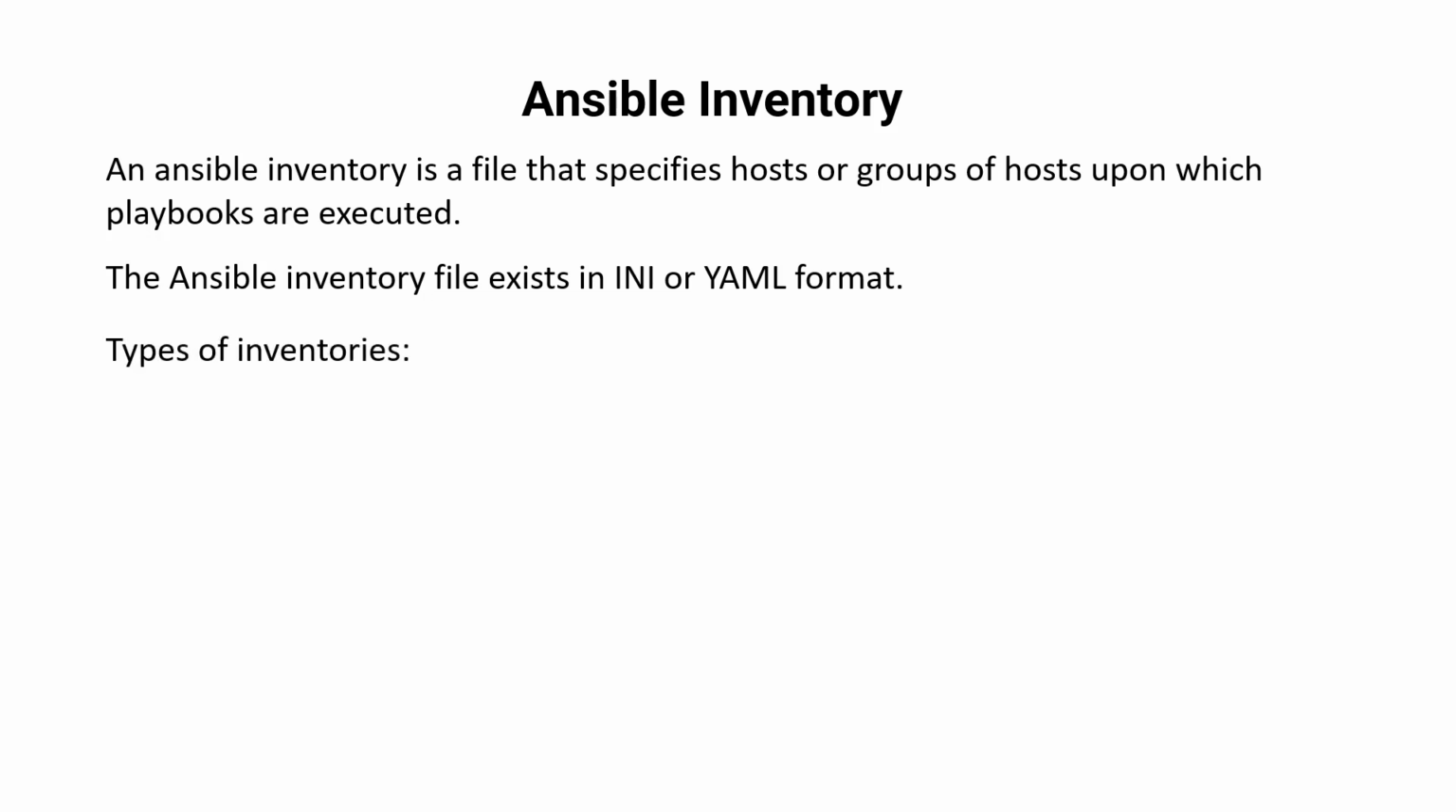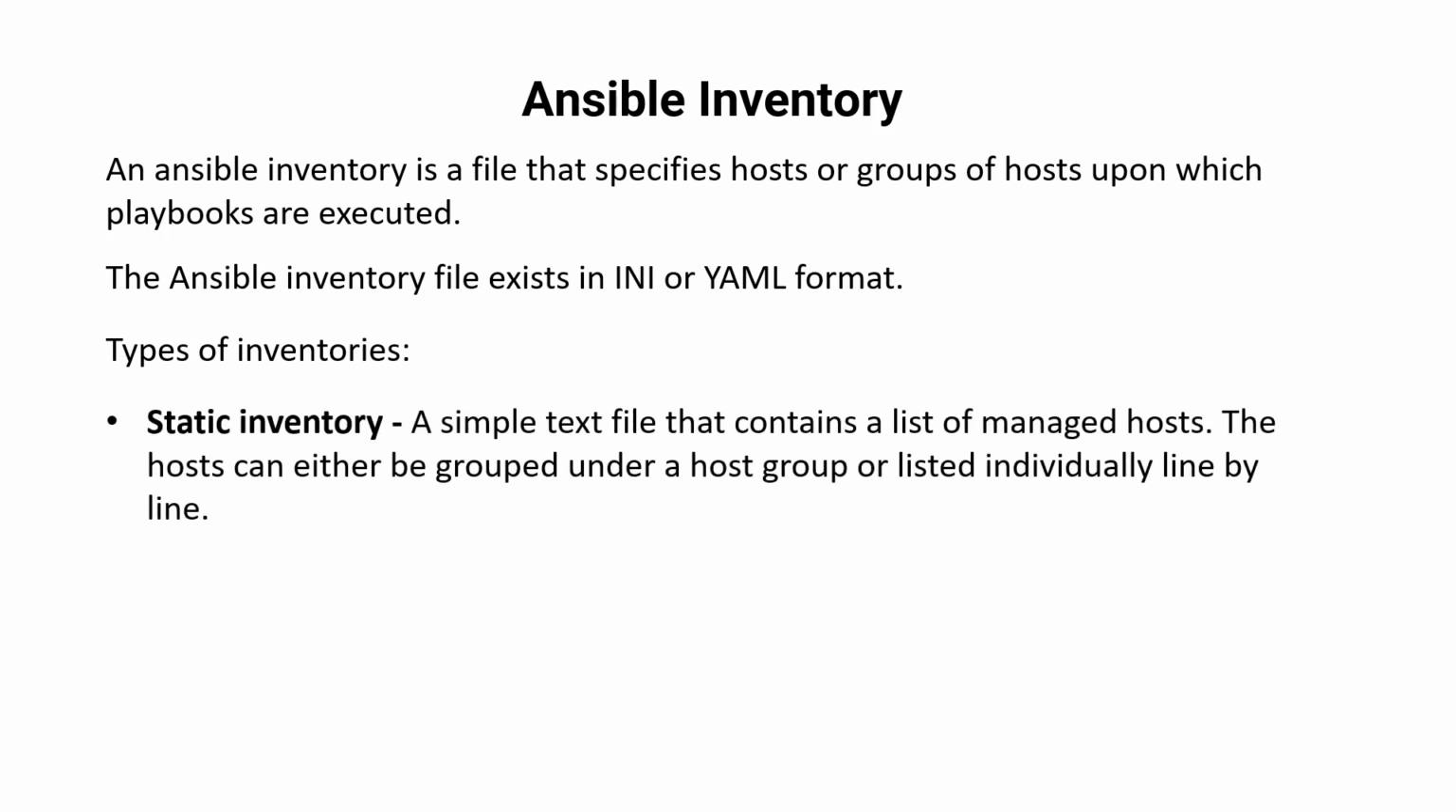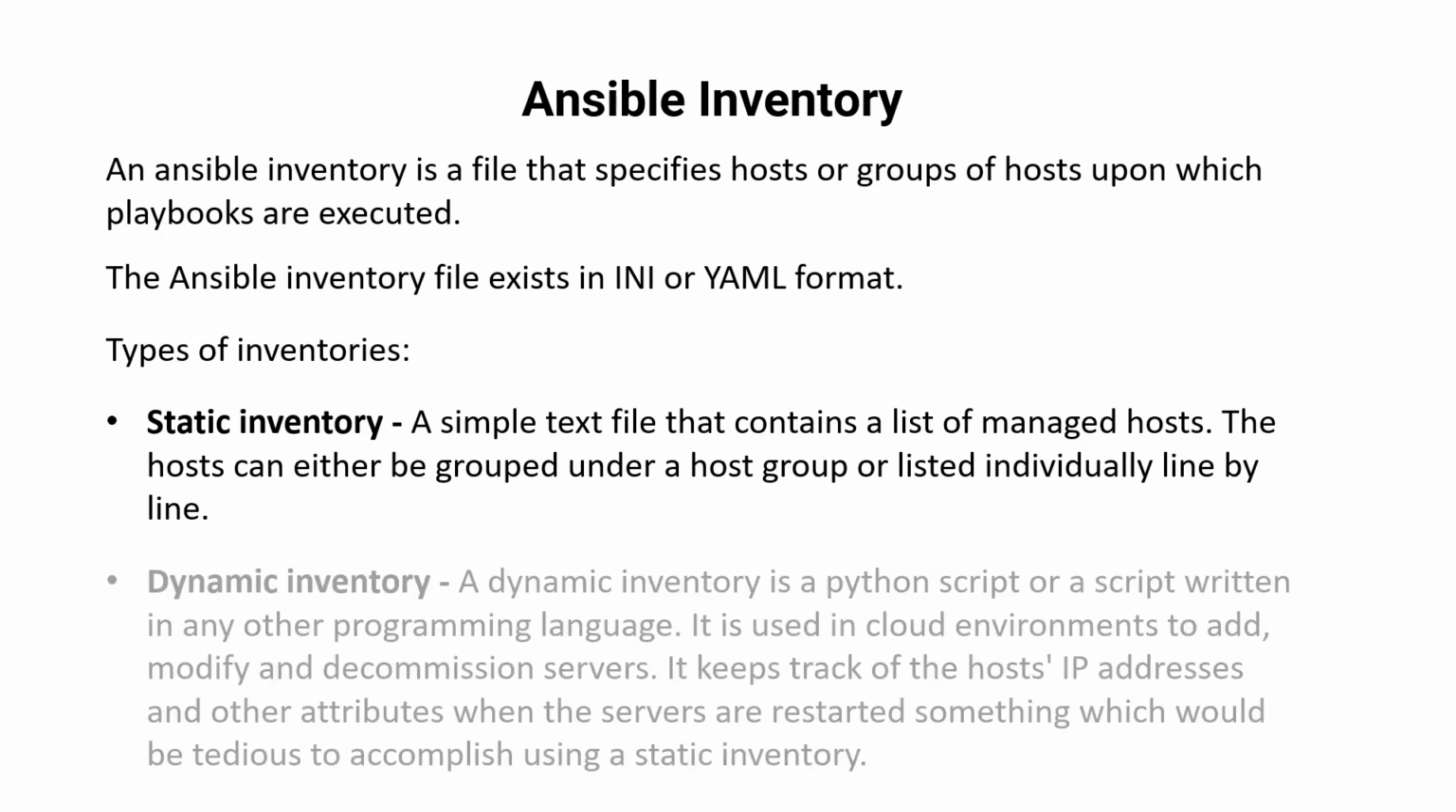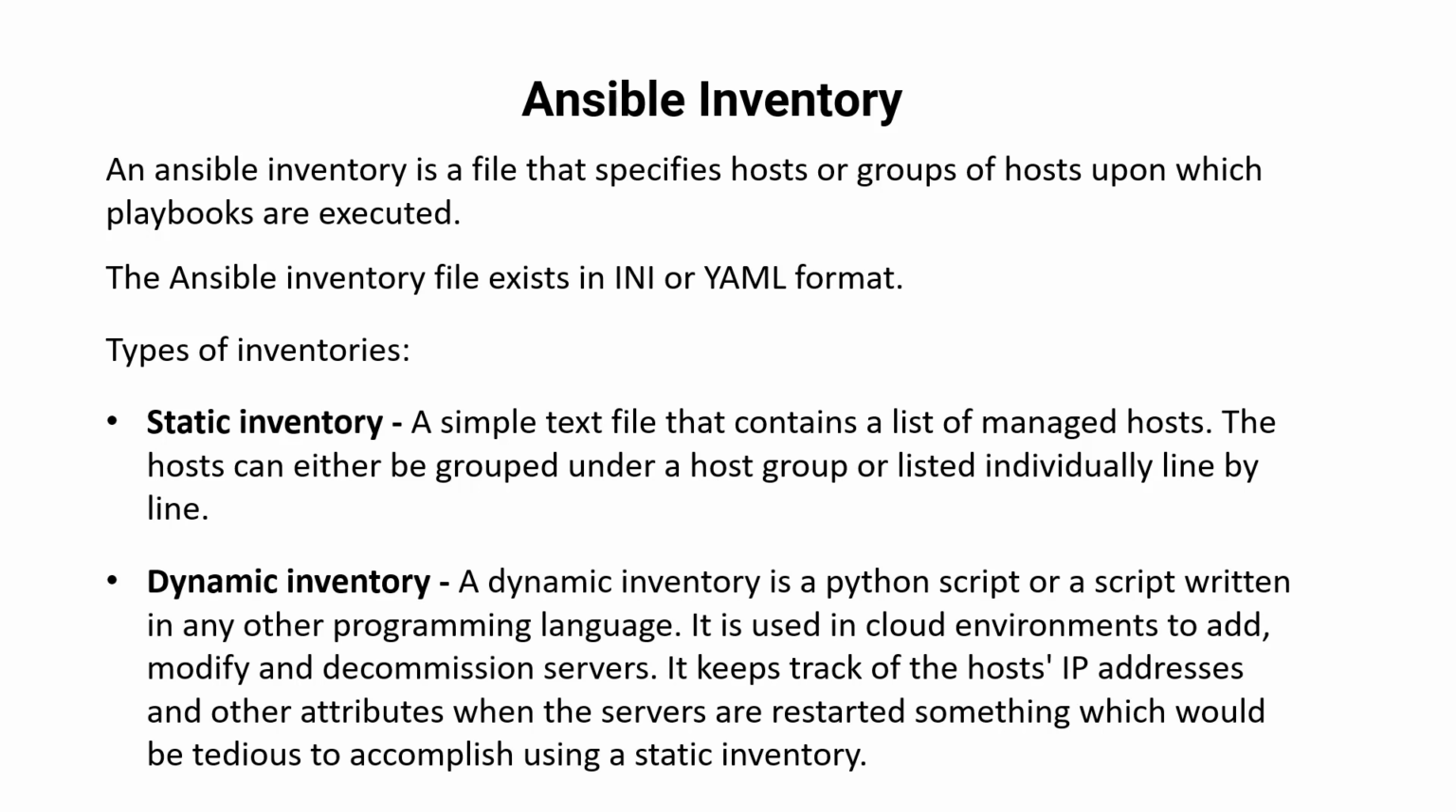Now, there are two types of inventories. We have the static inventory. This is a simple text file that contains a list of managed hosts. And these hosts can either be grouped under a host group or simply listed individually line by line, as we shall see later on. Next, we have the dynamic inventory.